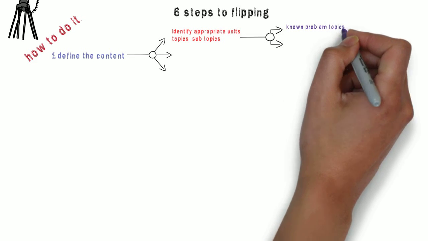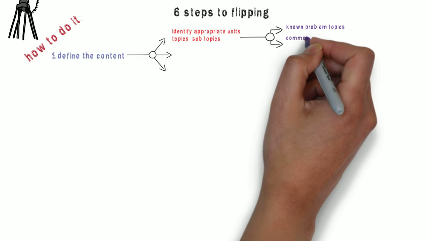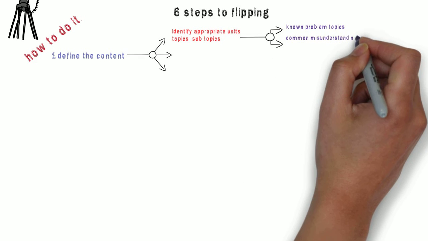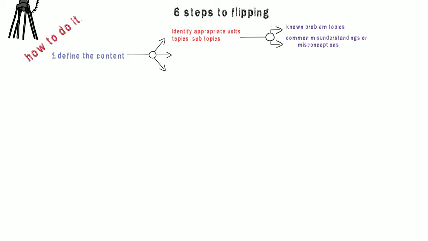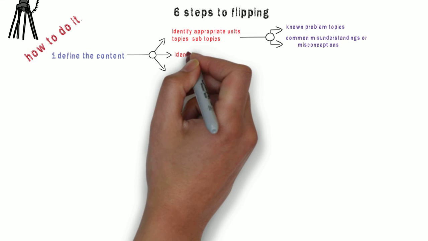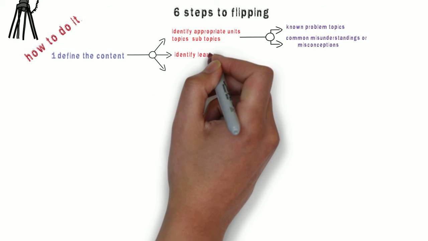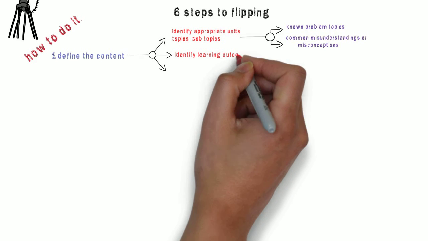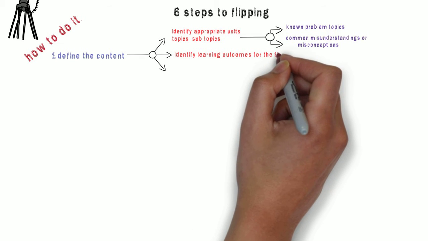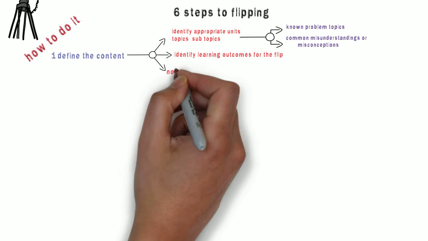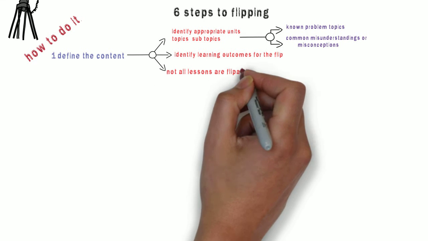Firstly, what are the topics that the students have historically struggled with? Or if it's a new model, then what are the general misunderstandings or misconceptions that are common with that subject? So for each of these, chop them up into connected packets of learning, considering what the learning outcomes are for each of those packets, ensuring that they fit into the wider context of the module.